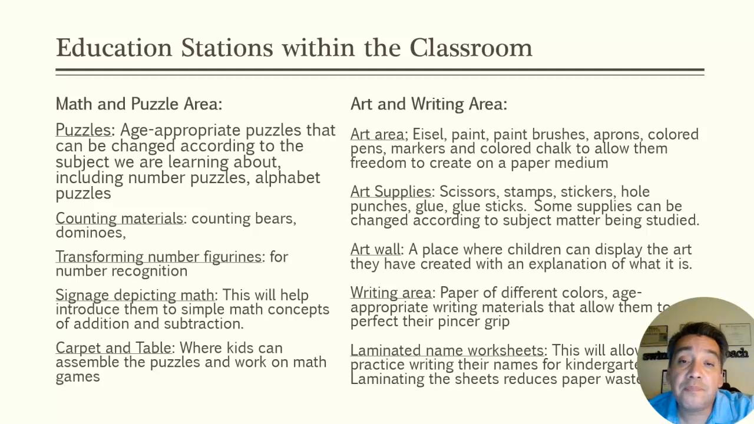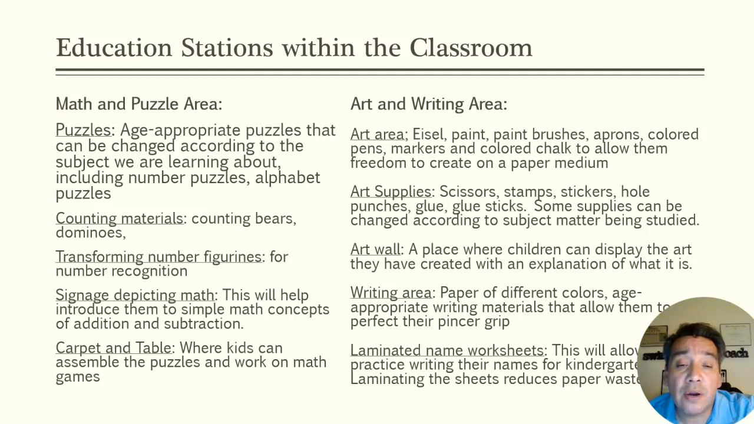In the art and writing area, we have anything that they could use to create art: easel, paint, scissors, stamps, stickers, anything you can imagine that they can use to make art, we have it there. We also have a wall where we display their art so that when the parents come in, they can see what they've done. We also ask the kids questions about their art and why they created certain things, so that parents don't just see a scribbly thing on the wall. They will learn that that's actually a happy dinosaur that came into class that day.